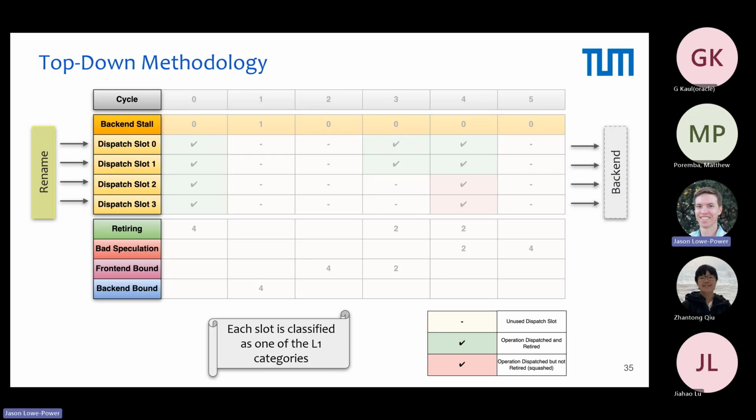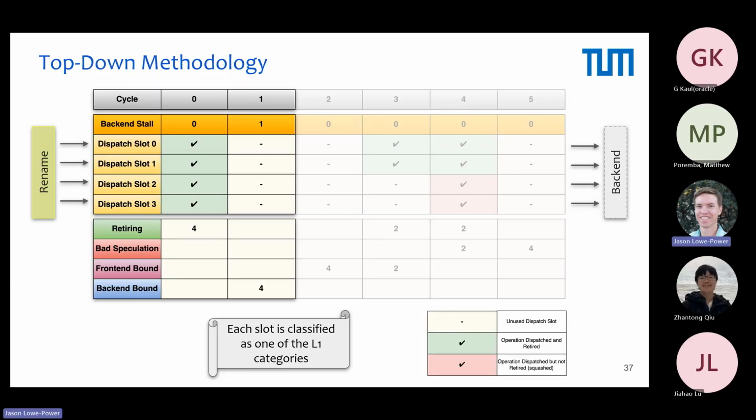Let me give you a small example of how we categorize the slots into these categories. In the first cycle, all 4 slots are used, meaning 4 instructions were dispatched, and these instructions were successfully committed. So we add 4 to the retiring category. In the second one, there was a back-end stall, so there was no dispatch in that cycle. So we add 4 to the back-end bound category. And then in the third one, there was no back-end stall and no dispatch, so 4 to front-end bound.